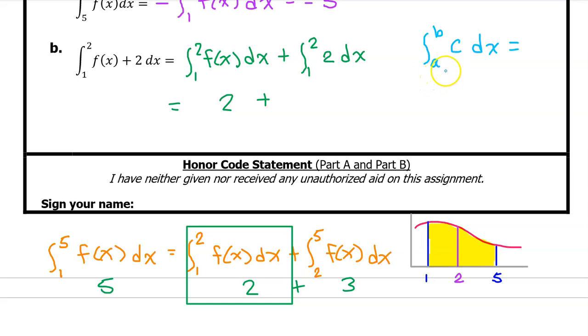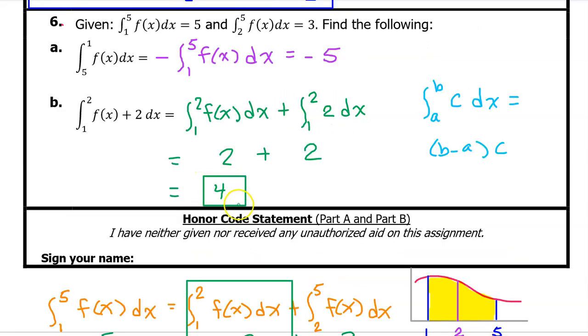Here's a shortcut for taking the integral of a constant that I would like you to memorize. The integral from a to b of c will be b minus a times c. I'll explain why that is in a minute, but going back to the integral of 2 from 1 to 2. Using the shortcut, we will do 2 minus 1 times 2. But this is just 1 times 2, which is just 2. So the final answer for part B is 4.